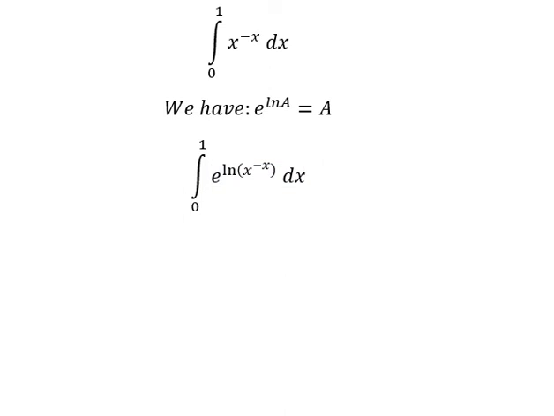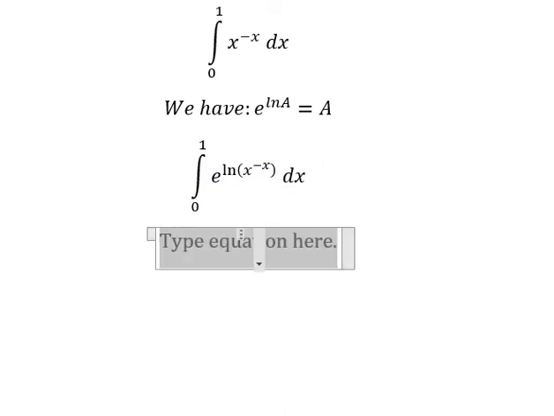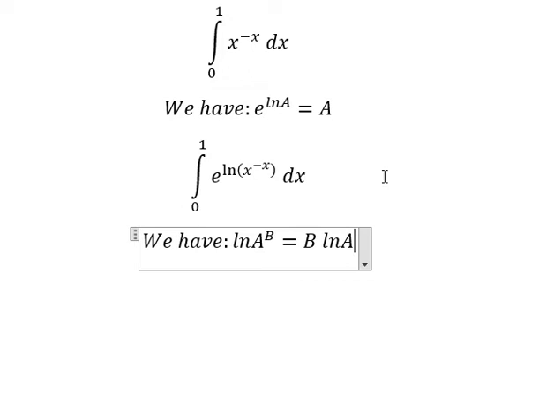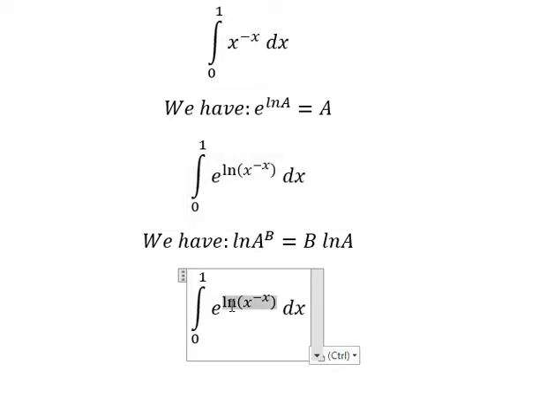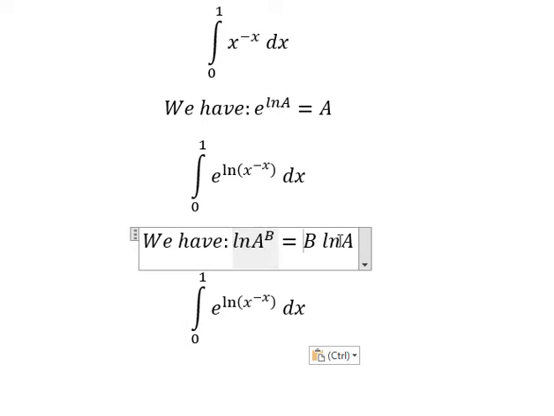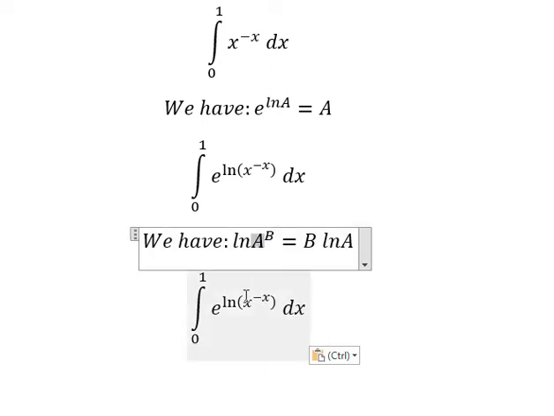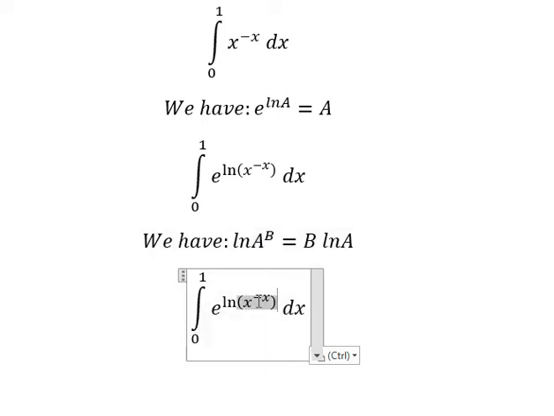Next, we have the second formula in here. ln 8 to the power of b equals b ln 8. So this one we need to transform from here to here. So capital B, that is about negative s. Capital A, that is about s.